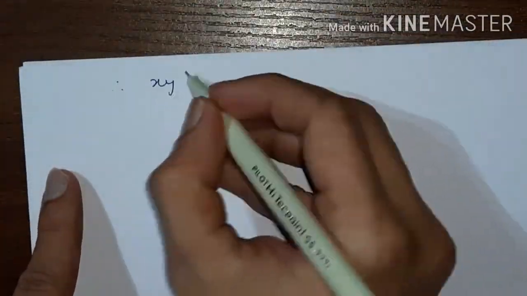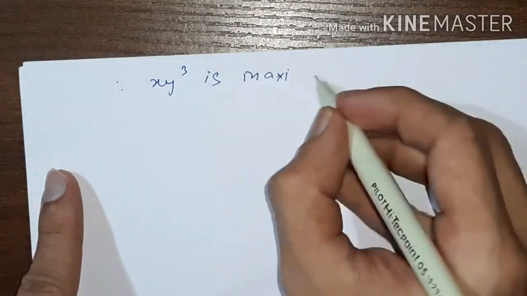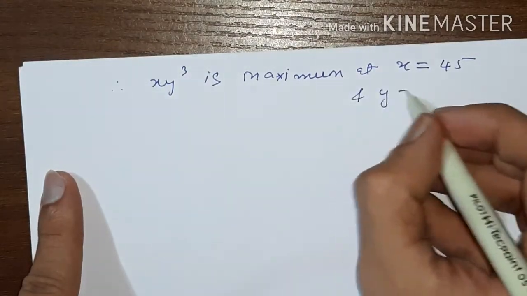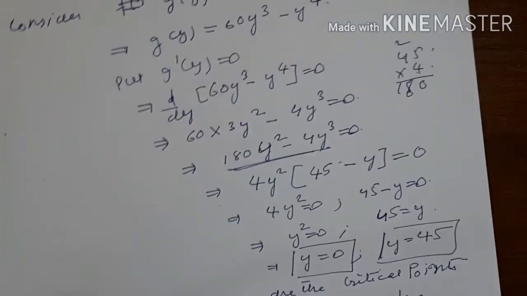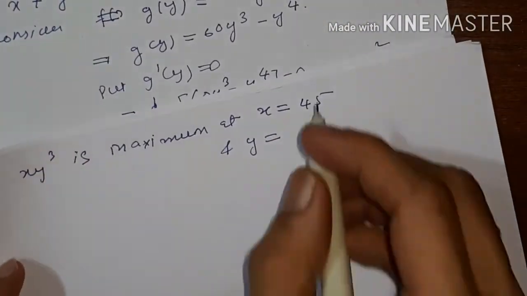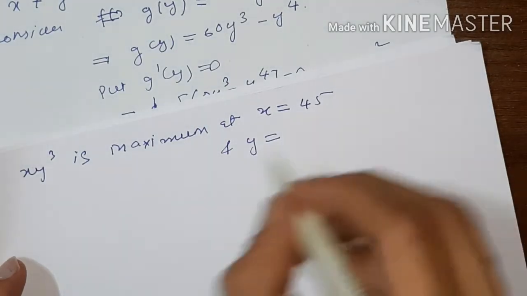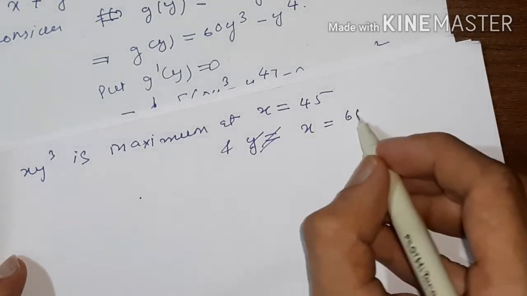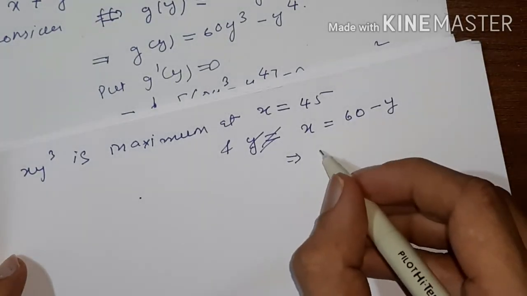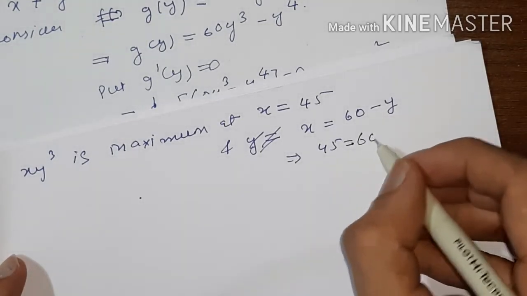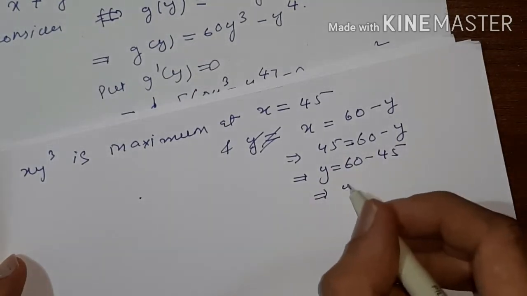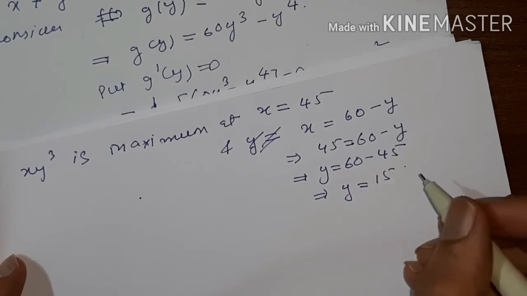So therefore x y cube is maximum at x equal to 45, and what is y? See, x is equal to 60 minus y. So what will we get? 45 equal to 60 minus y. So that is y is equal to 60 minus 45. So that is y is equal to 15.